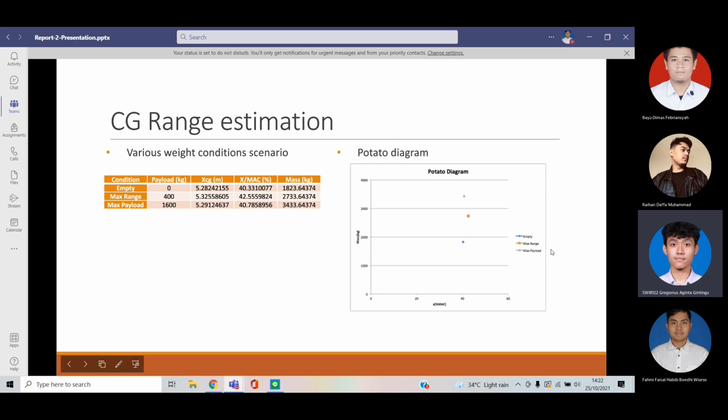And to determine the CG range for our aircraft, we give 3 various weight condition scenarios, which are the empty condition or zero kilogram payload, then the max range, where it carries 400 kilogram payload, and maximum payload, which is 1600 kilogram. From there, we can see clearly that the most forward center of gravity of our aircraft is in the empty condition, and the most aft center of gravity is when it carries the max range payload, which is 400 kilogram. And on the right side, we can see the plot for the diagram. Thank you.